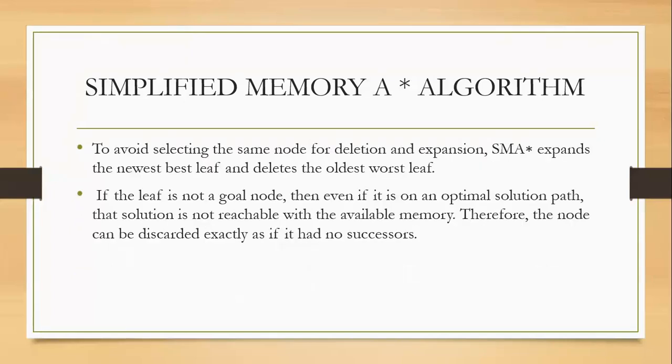To avoid selecting the same node for deletion, we expand the newest best leaf and delete the oldest worst leaf node. If that particular leaf node is not a goal node and is not on an optimal solution path, then we cannot reach the solution within the available memory. So this is the major disadvantage of the simplified A star algorithm.